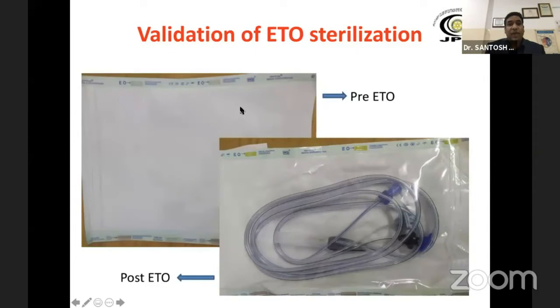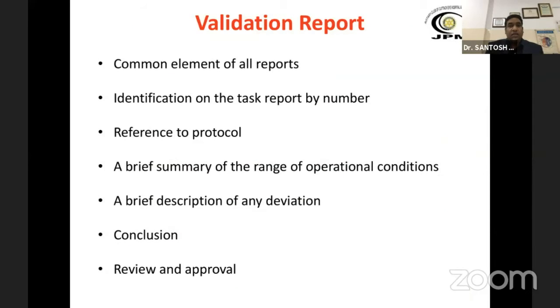This is a pack from our OT. This is the pre-ETO pack. You can see the color of the ETO strips at the periphery. You can see the color change, which is very well seen here. And these are usually used for a vitrectomy cutter like this, or a phaco tip.